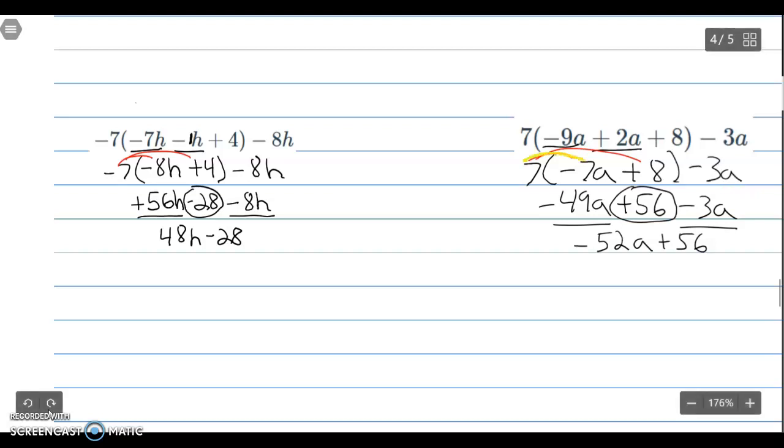Then I distribute the 7. Negative times a negative is a positive, negative times a positive is a negative. 7 times 8 is 56, and 7 times 7 is 49. And then I combine these like terms, this negative 49a and this negative 3a, same sign, find the sum, add them. So I got negative 52a plus 56.